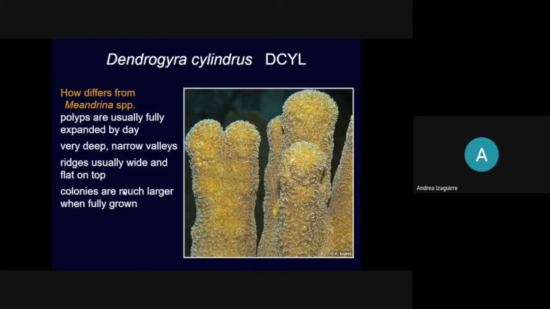But what happens if for some strange reason those polyps are retracted, as you can see in the picture here? Even if they are retracted, they're still going to be peeking out. So you'll be able to tell that this is your DCYL, and also by its shape. If it grows in those columns, it's going to be DCYL.